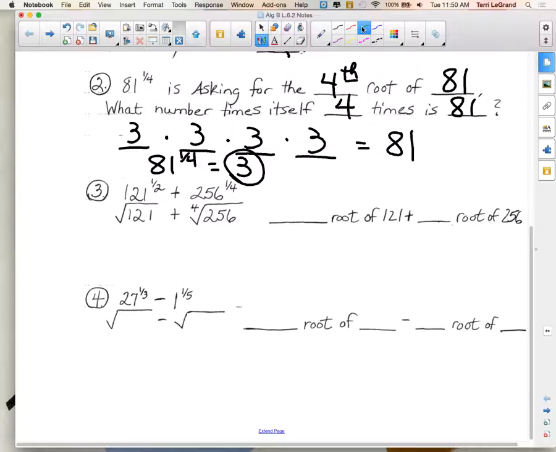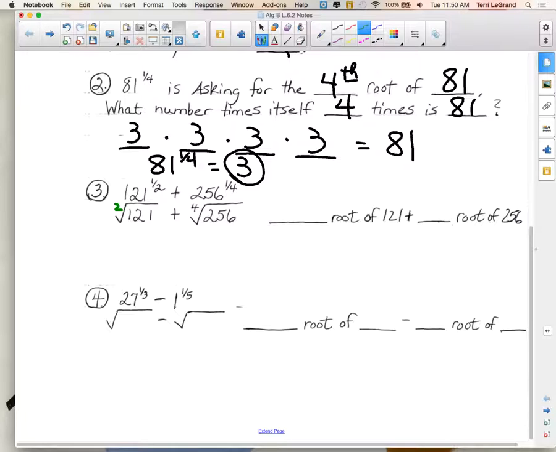Okay, number 3. 121 to the 1/2 power plus 256 to the 1/4 power. Oh, this sounds like the pi worksheet. Okay, so here's another way it could be written, and I just want us to practice that also. We could write 121 to the 1/2 power as the square root of 121. The index, the n, is 2 in this one. So n is 2, but there's not a 2 here. How come? Because it's a square root, that just means square root.